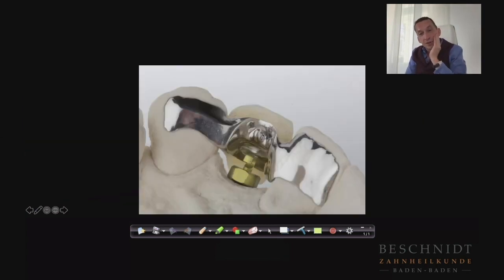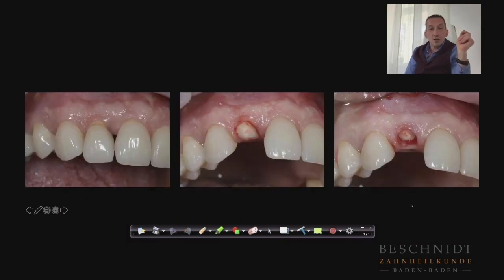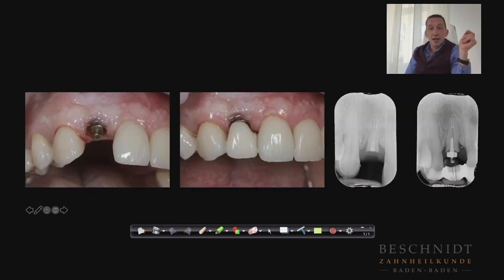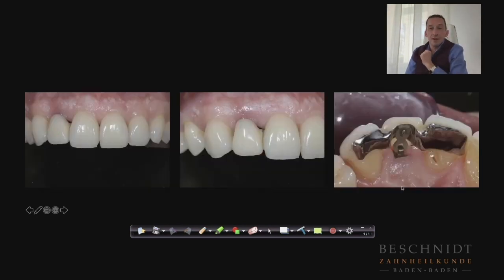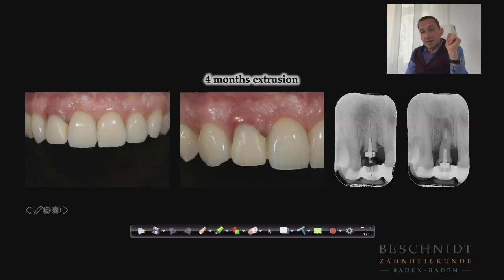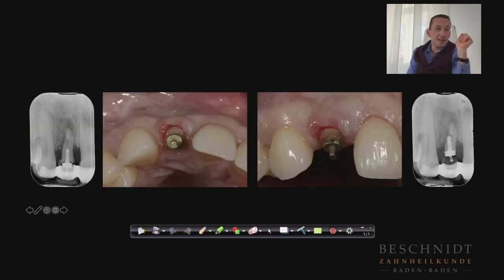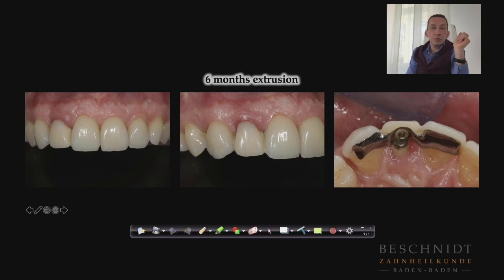We started to extrude the root with an adhesive bridge and a band of rubber. So we did root canal, we shortened the root, and we placed this bridge with a hook inside just to pull out the root now. Here you see the rubber band from the orthodontic treatment. And this is after 4 months. So again, after 4 months, we shortened the root, we put the hook again, and we waited an additional 2 months. Now we have 6 months of extrusion in total.